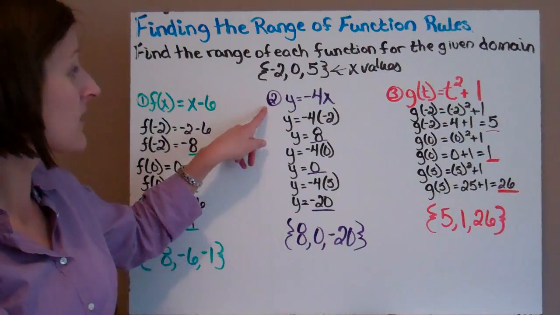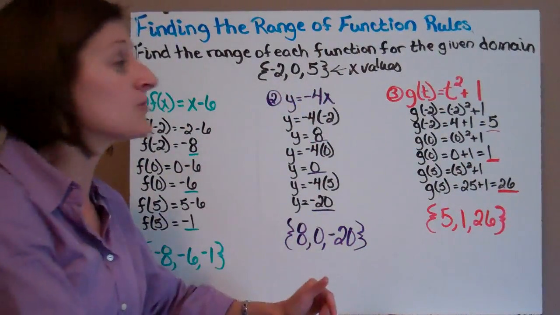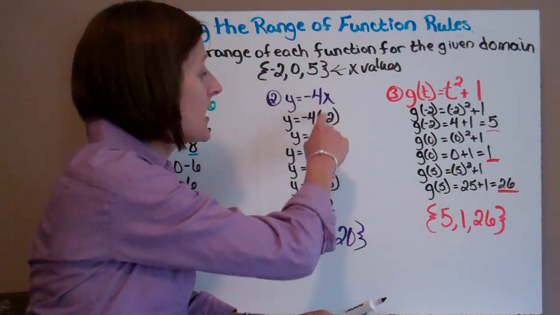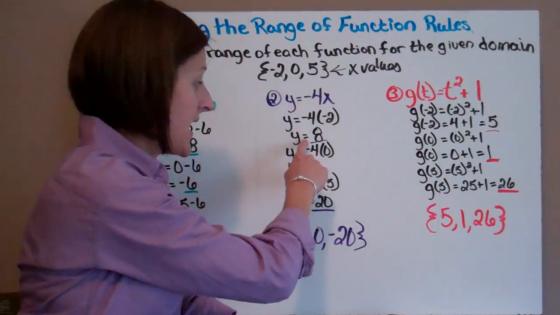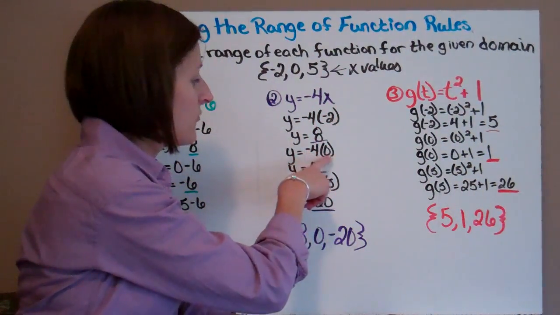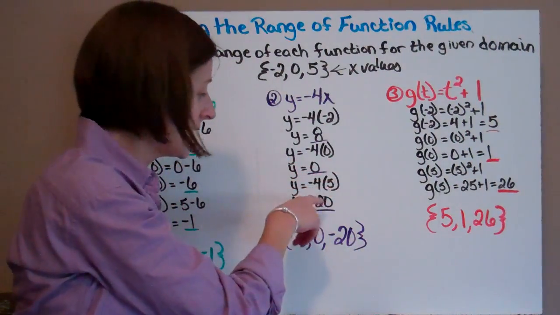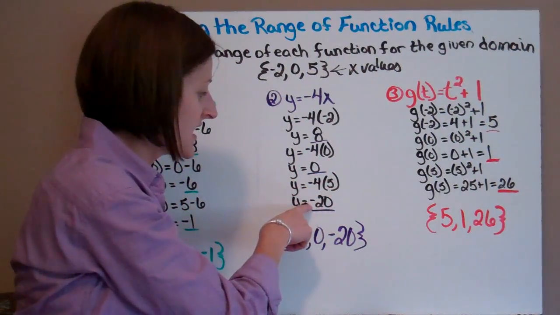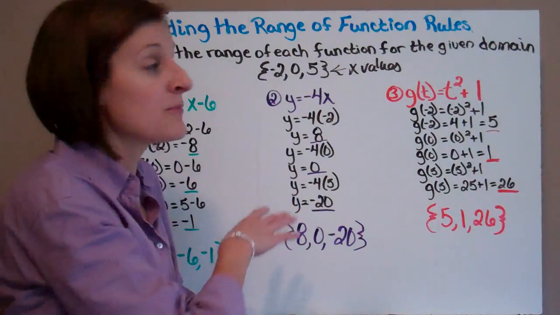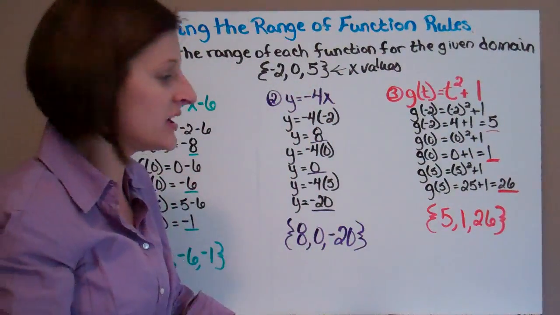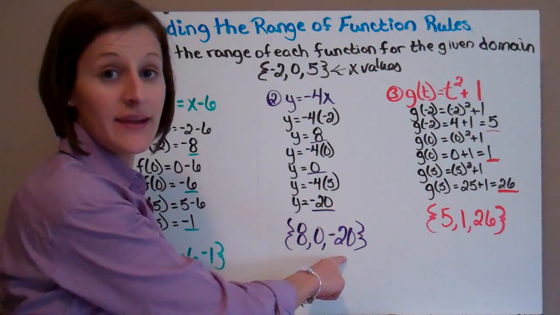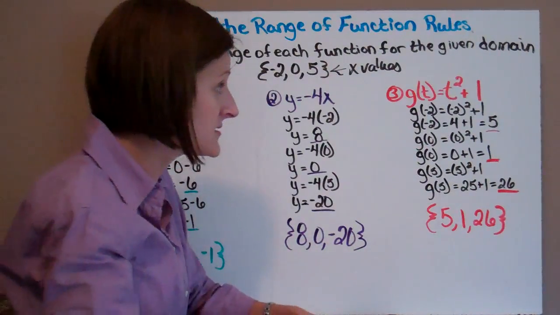Now let's do the second one, using the same values. Okay, negative 4 times negative 2 is 8, so that's one of them. Negative 4 times 0 is 0, there's your second. And negative 4 times 5 is negative 20. So, given this domain, my range is 8, 0, and negative 20. That's all you have to write.